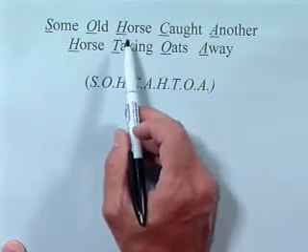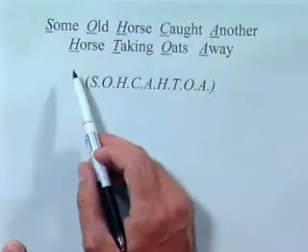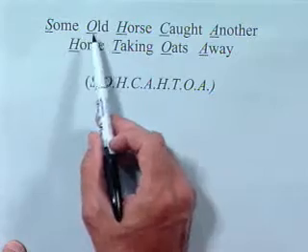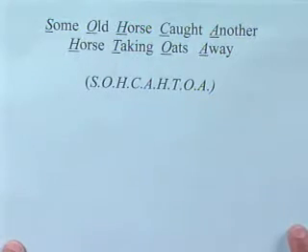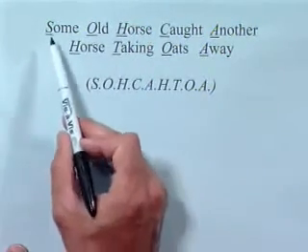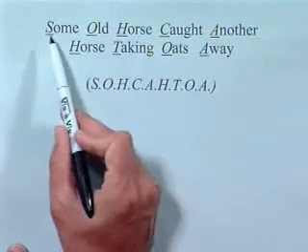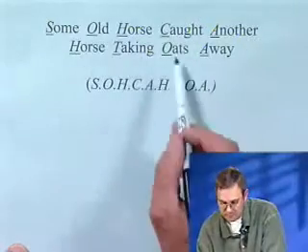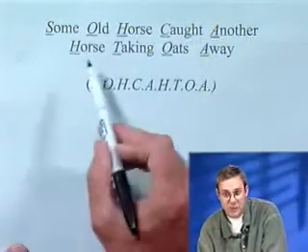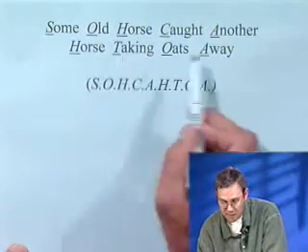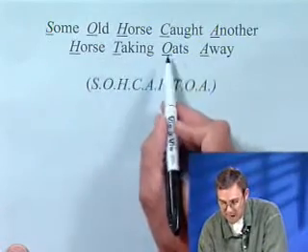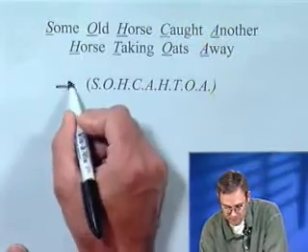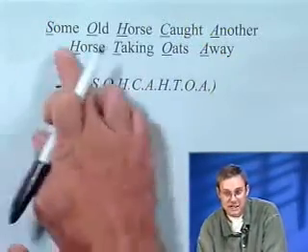Some old horse caught another horse, taking oats away. Now all we have to do is look at the first letter in each word, and we can write our trig ratios. So some old horse, sine is equal to opposite over hypotenuse. Caught another horse, cosine is equal to adjacent over hypotenuse. Taking oats away, tangent is opposite over adjacent. Some of you may have seen this before. Soh-cah-toa, it's just the same thing.